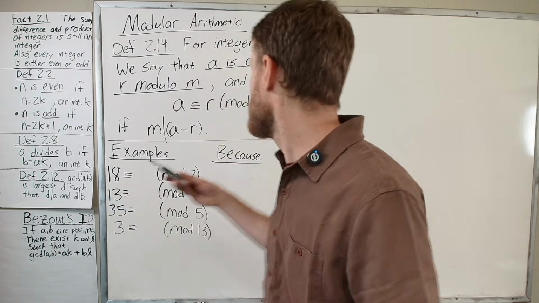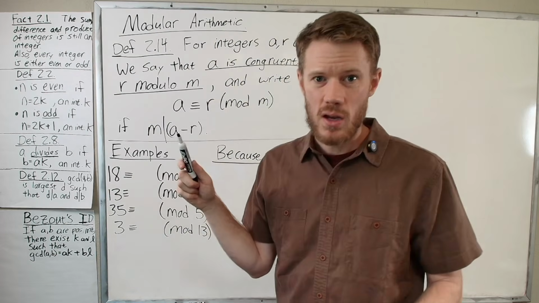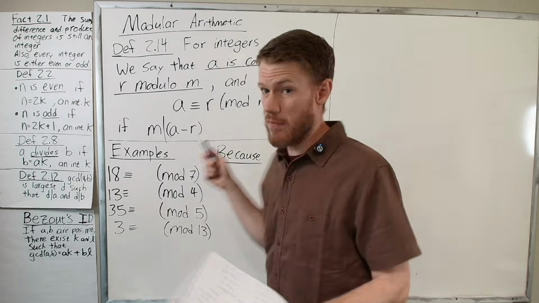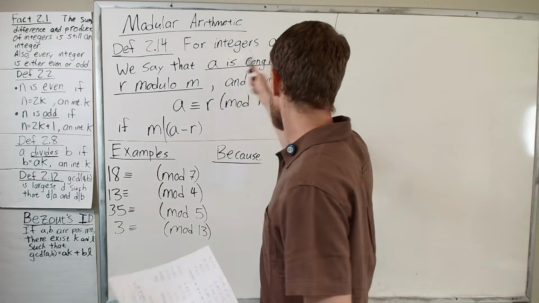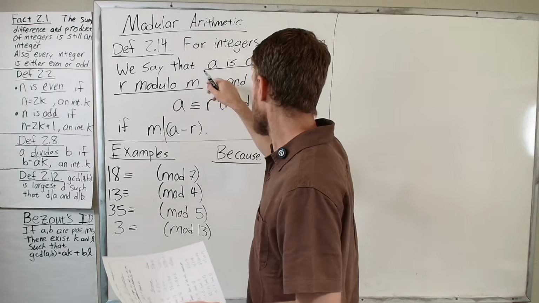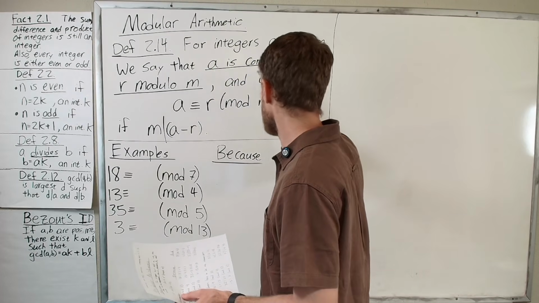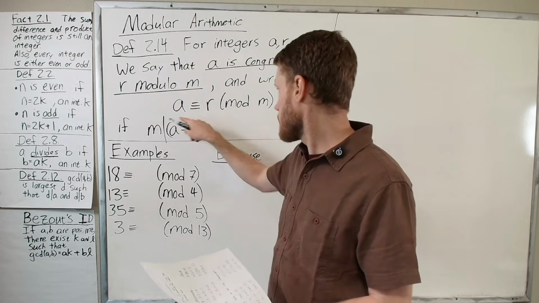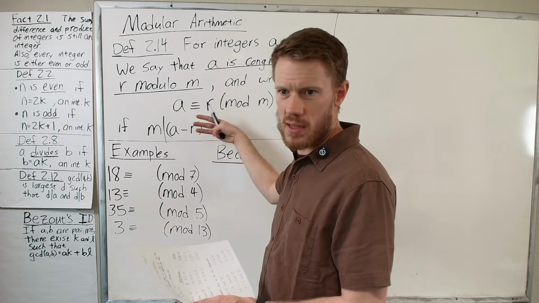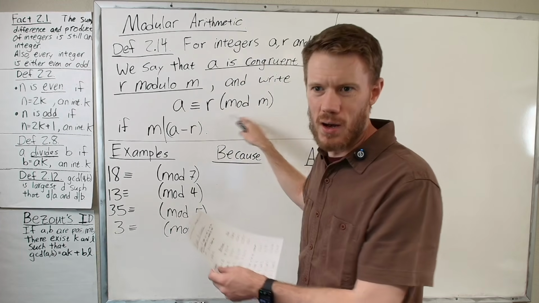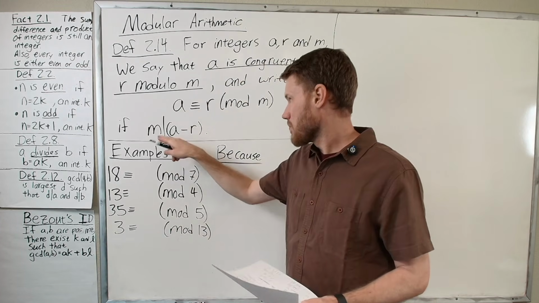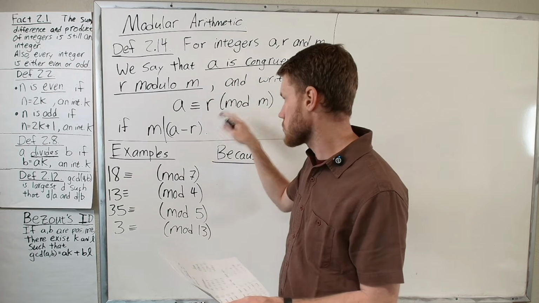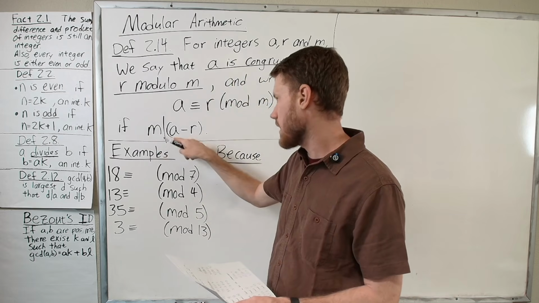And it's this idea of modular arithmetic, taking one integer mod another integer. So here's definition 2.14. For integers a, r, and m, we say that a is congruent to r modulo m, and we use this notation, a ≡ r (mod m), if this happens. So a is congruent to r modulo m if m divides a − r.